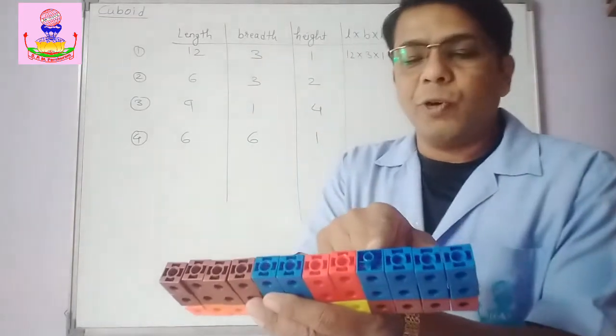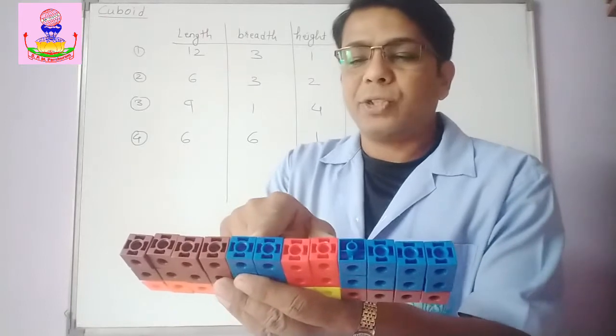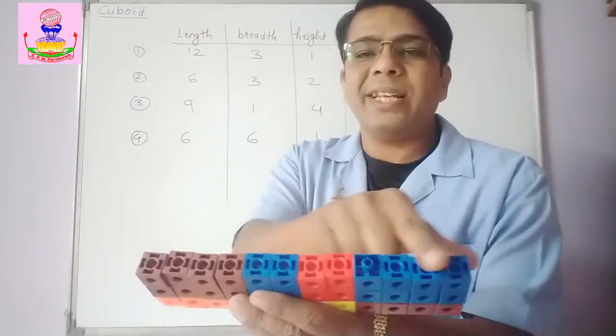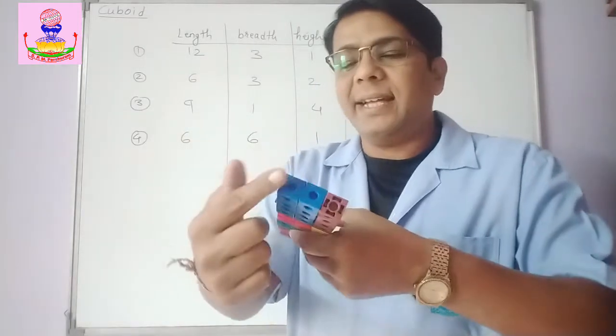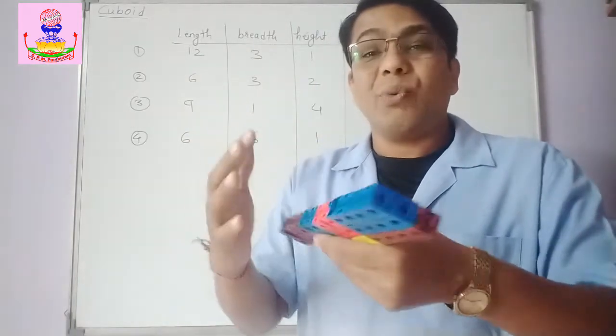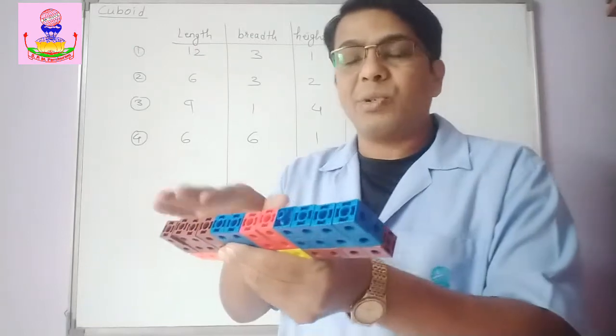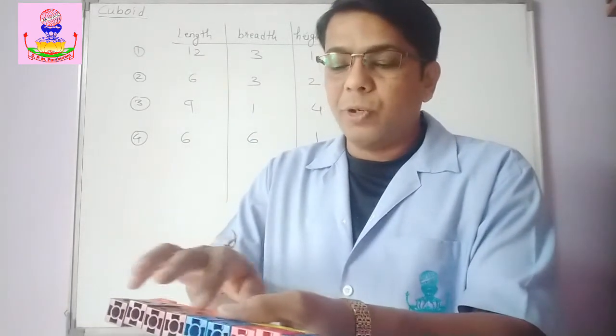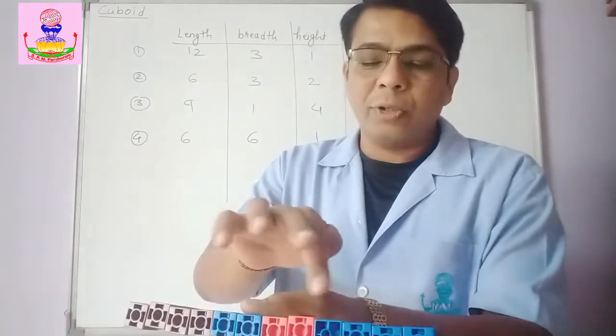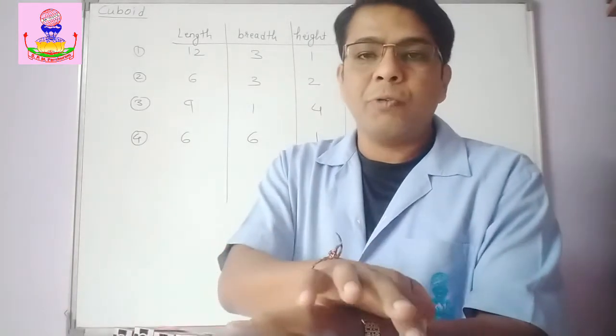So length is 12: 4 plus 2 is 6, plus 2 is 8, plus 4 is 12. So length is 12. Then breadth is 3 and height is 1. Okay. So if we multiply this, total how many cubes? See here, 4, 4, 4, 4, 4, 4, 4, 4, 4, 4, 4, 4.